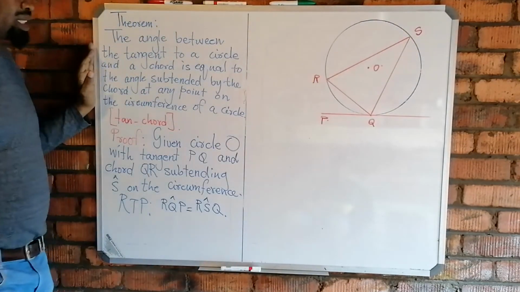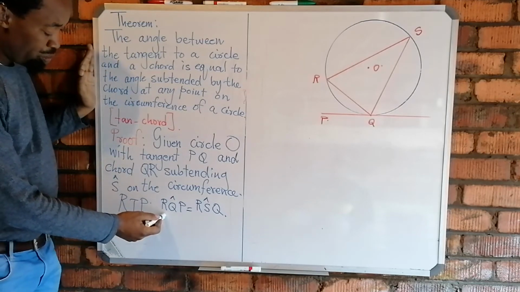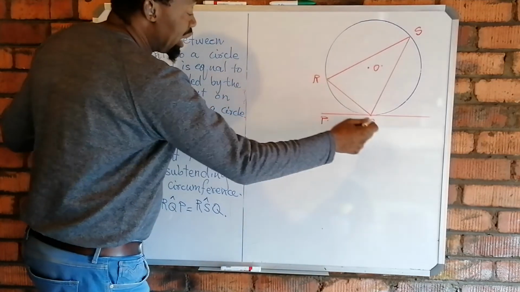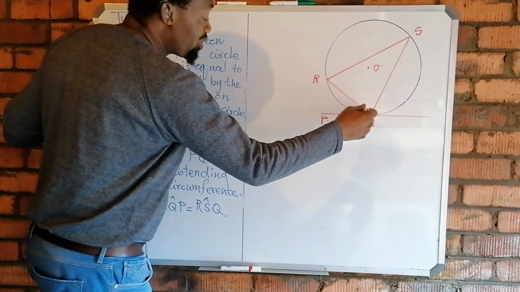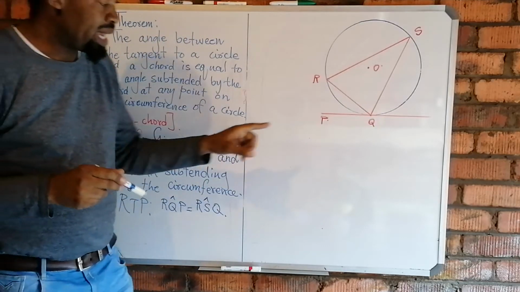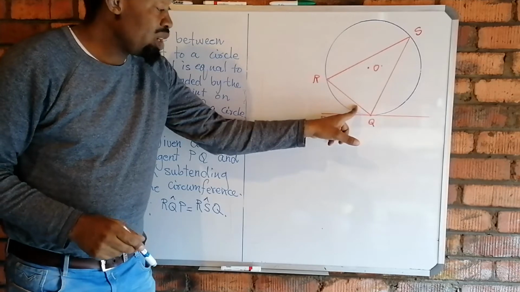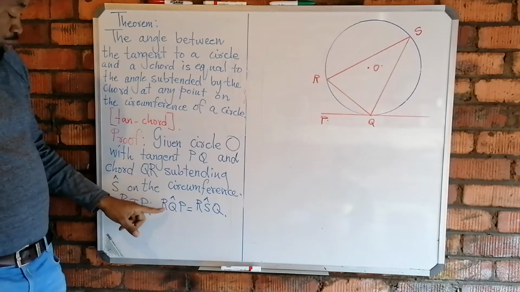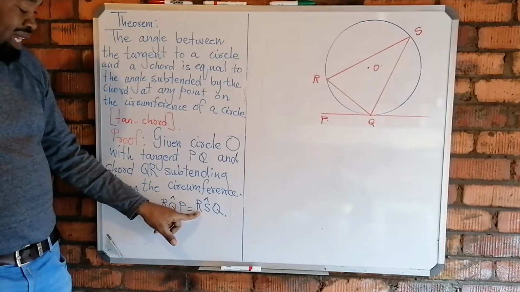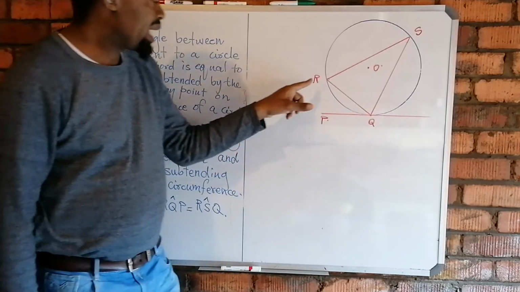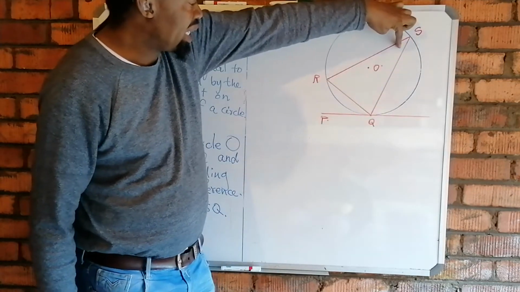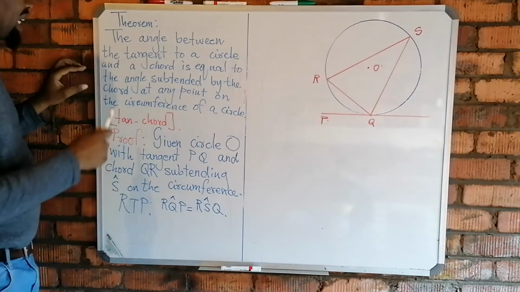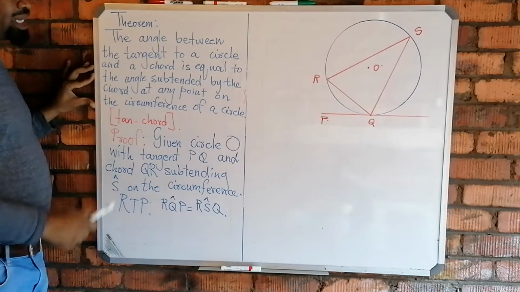There's S on the circumference there. Now, we are required to prove that angle RQP, let's look at angle RQP, this angle is the angle which is between the tangent and the chord. You are required to prove that it is equal to angle RSQ. Angle RSQ, that angle, which is subtended by this chord on the circumference of a circle, like the theorem stated.